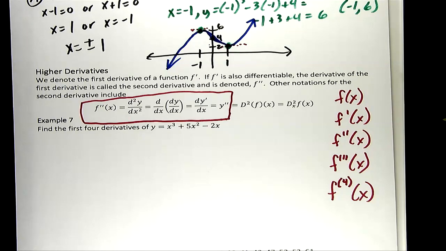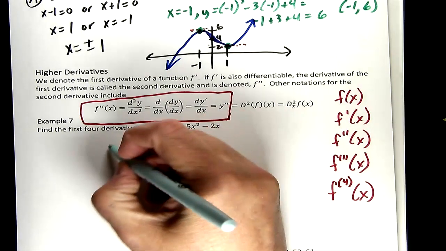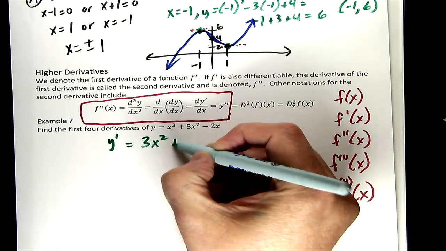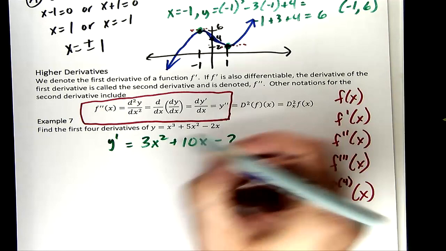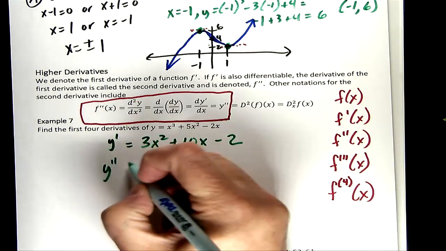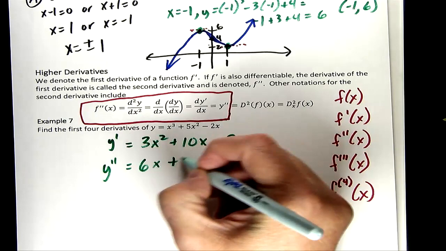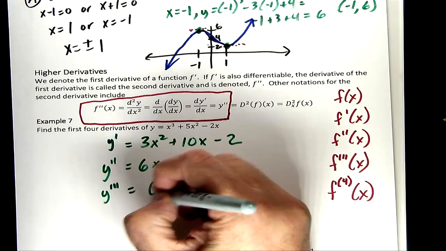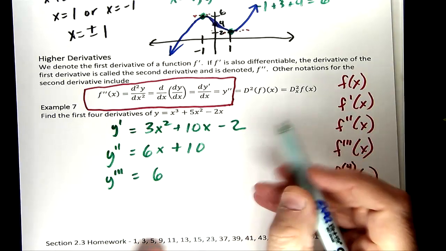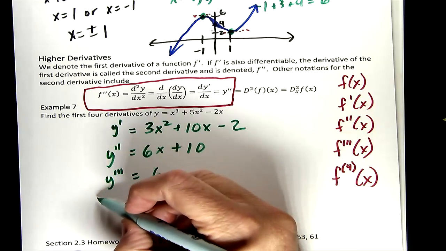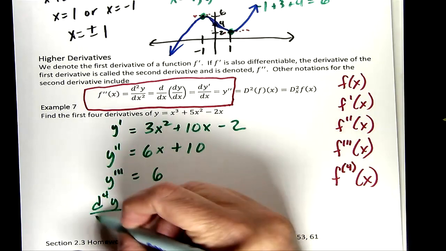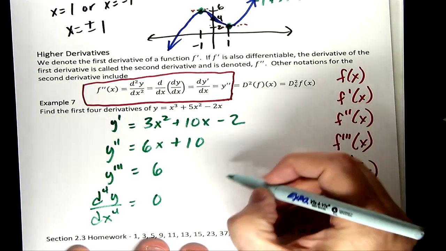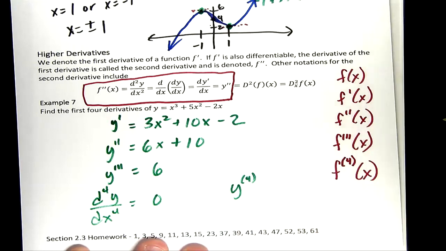All right, so y prime would be 3x squared plus 10x minus 2. Y double prime should be 6x plus 10. Y triple prime is just 6. And d to the 4th y dx to the 4th is 0. It looks kind of weird writing y to the 4th like that.